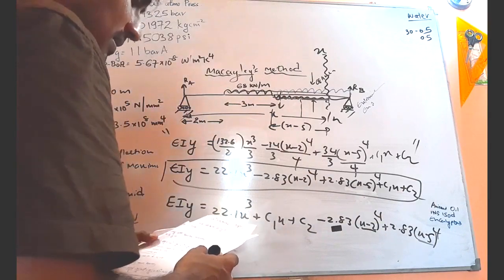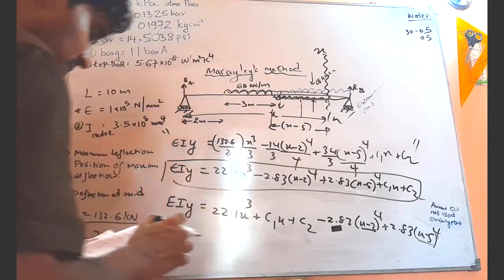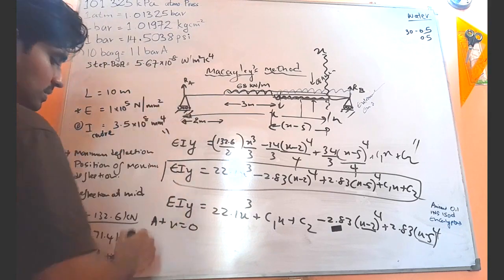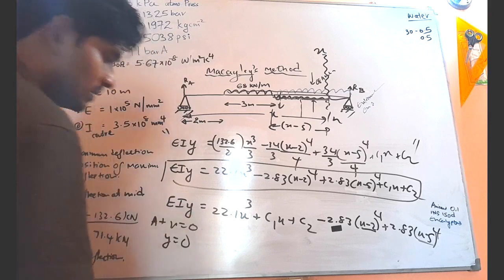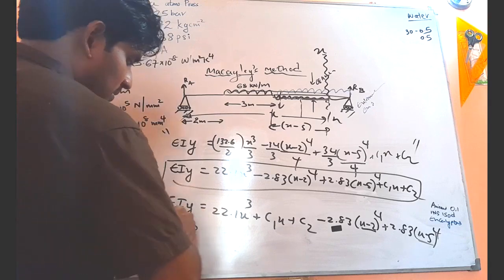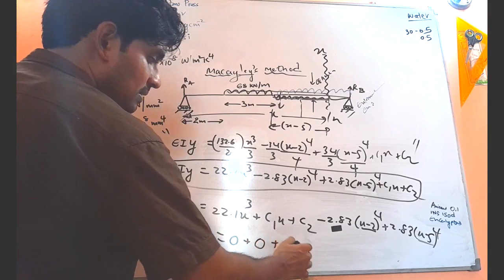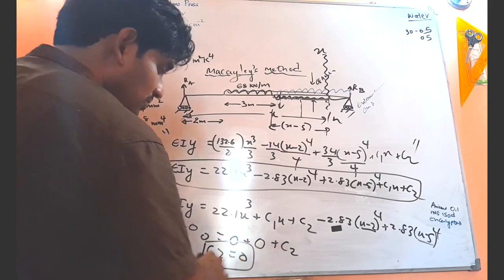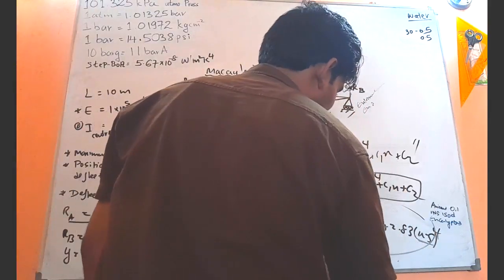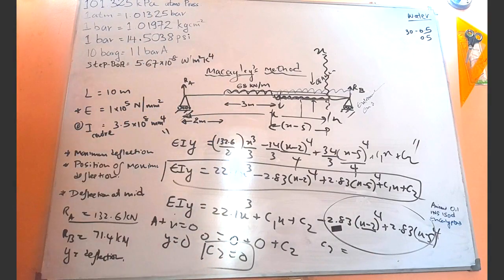Then we apply the first boundary condition. At x equals 0, y equals 0. If you use this boundary condition, this side will be 0, this is 0, and this is 0, so this side will be C2. Then C2 equals 0. This is how you should solve. If you consider those other terms also, then for C2 you will also get a value. So now you know that C2 equals 0.